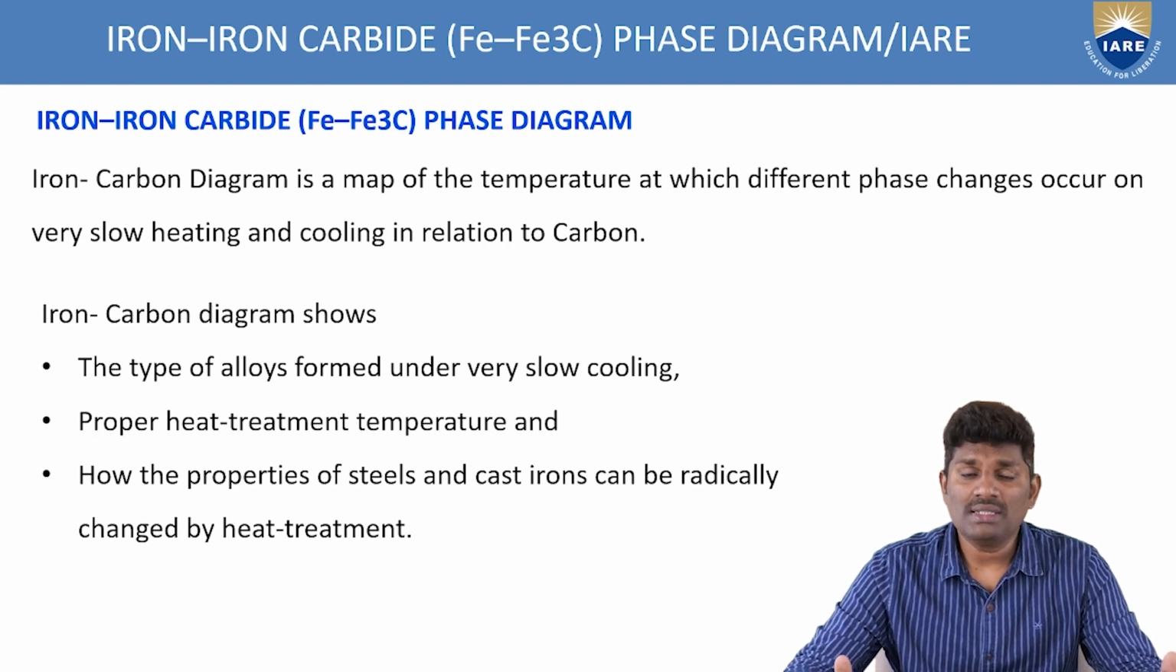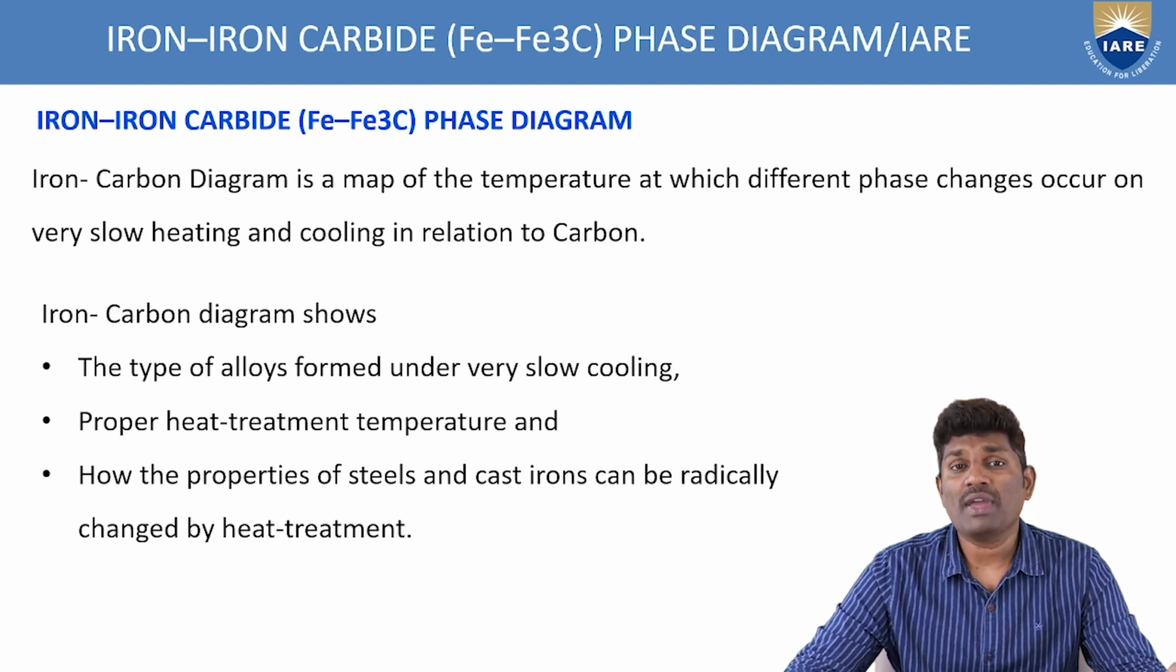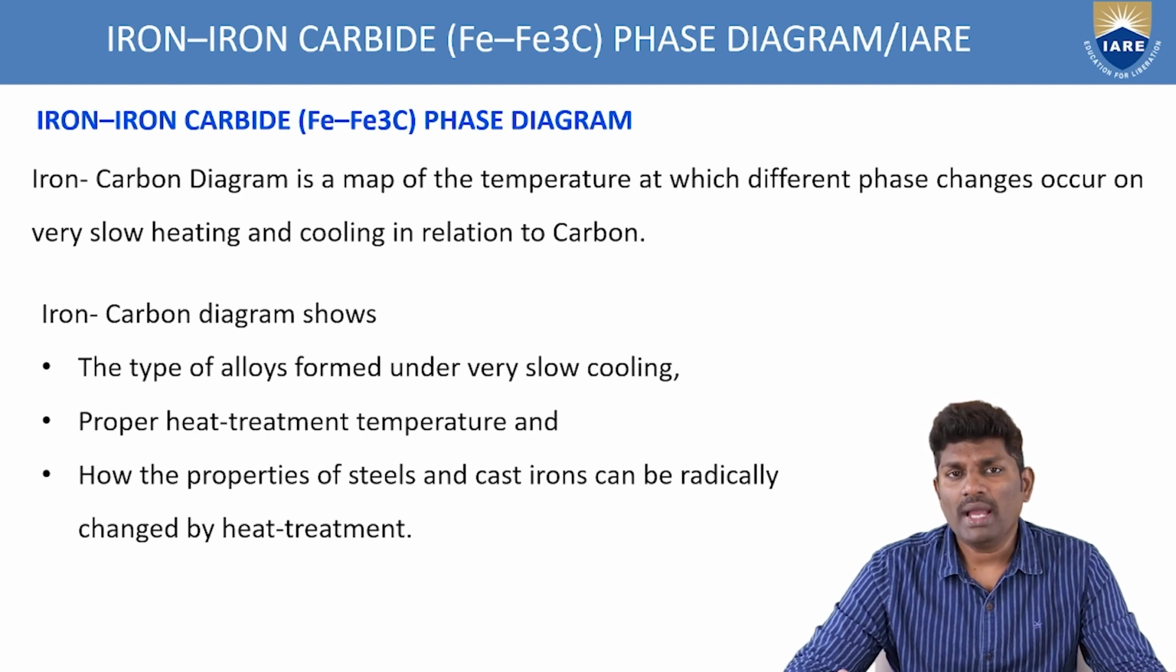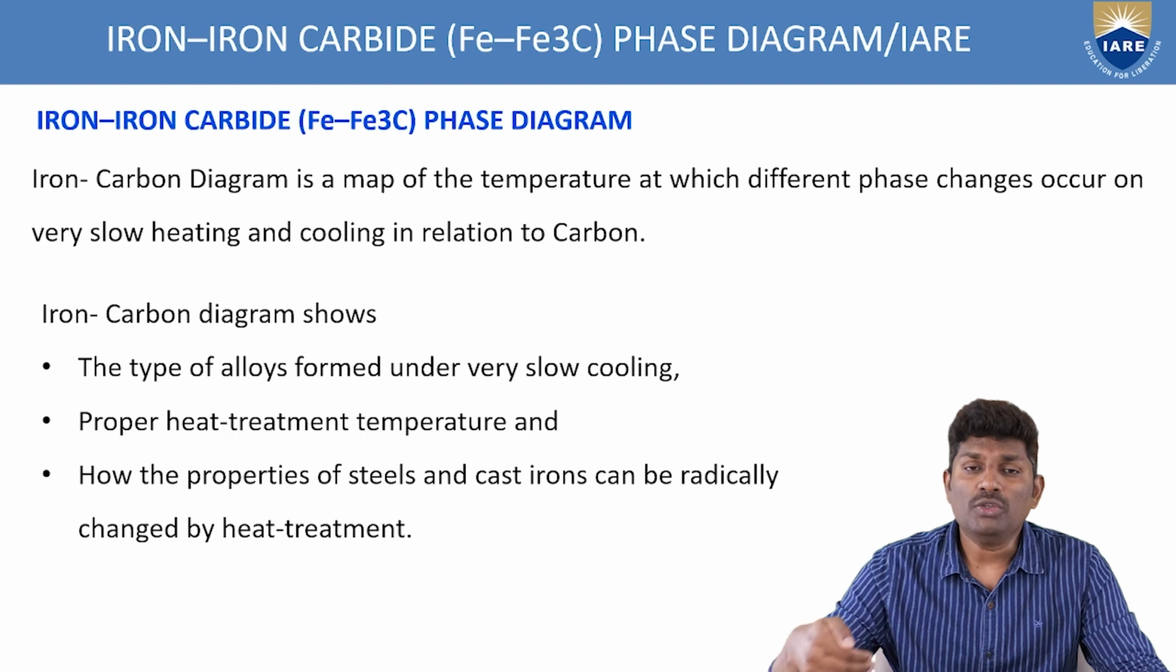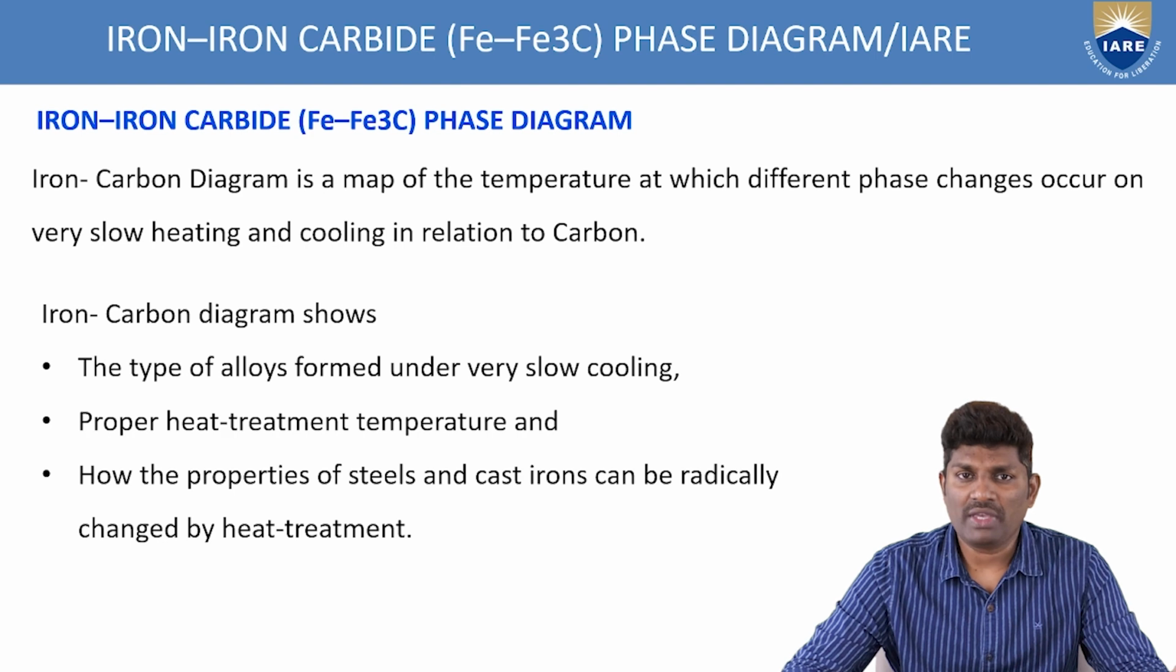And what will this iron carbon phase diagram show? It will show us the types of alloys formed under very slow cooling. The different types of alloys formed during the slow cooling process can also be inferred from this phase diagram. During the conversion from iron to iron carbide and during this cooling process, what new types of alloys are formed can be observed with the help of this phase diagram. That is one of the points observed in this iron carbide phase diagram.